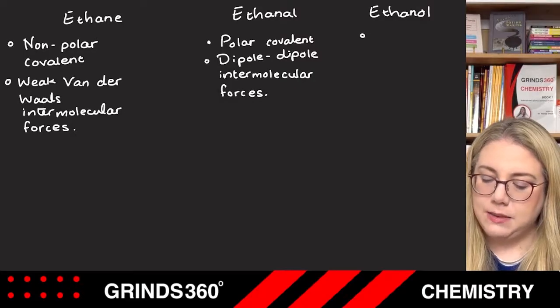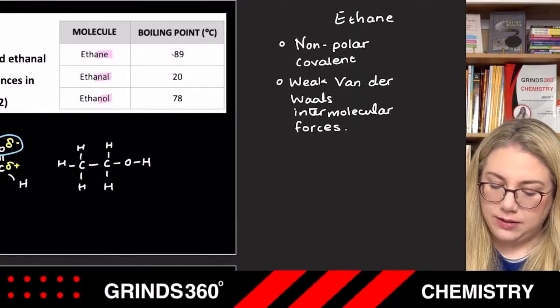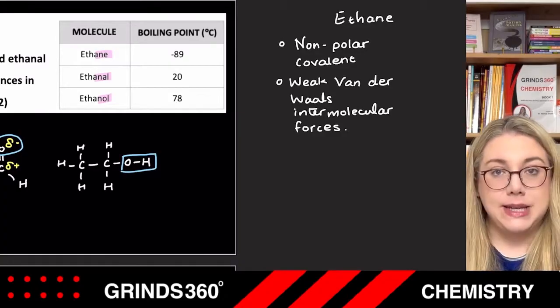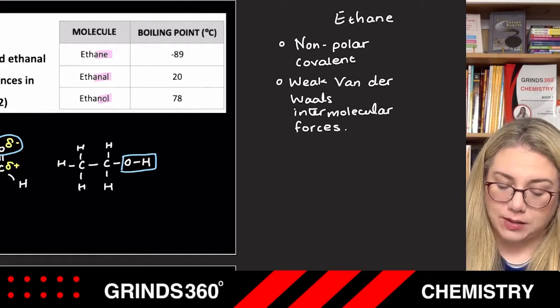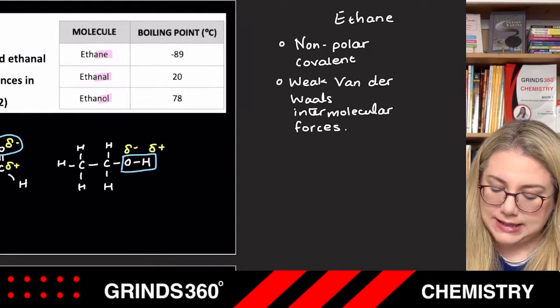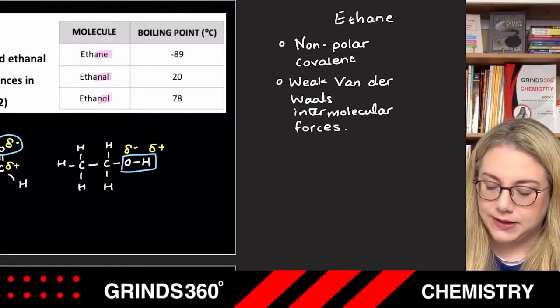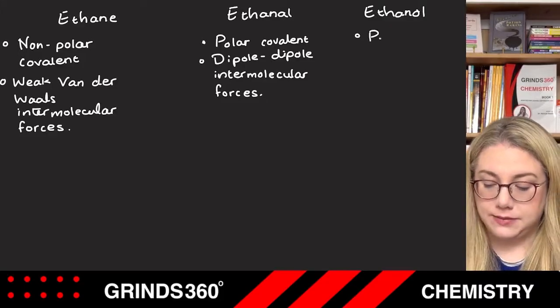Now we need to do the same for ethanol, the alcohol. Now ethanol has an OH group over here. Same as in water, it's the same type of group. Water is not an alcohol, by the way, because it doesn't have carbons. But you've got delta minus and delta plus. If you're not sure about that, work it out based on your electronegativity differences. So ethanol is polar covalent.